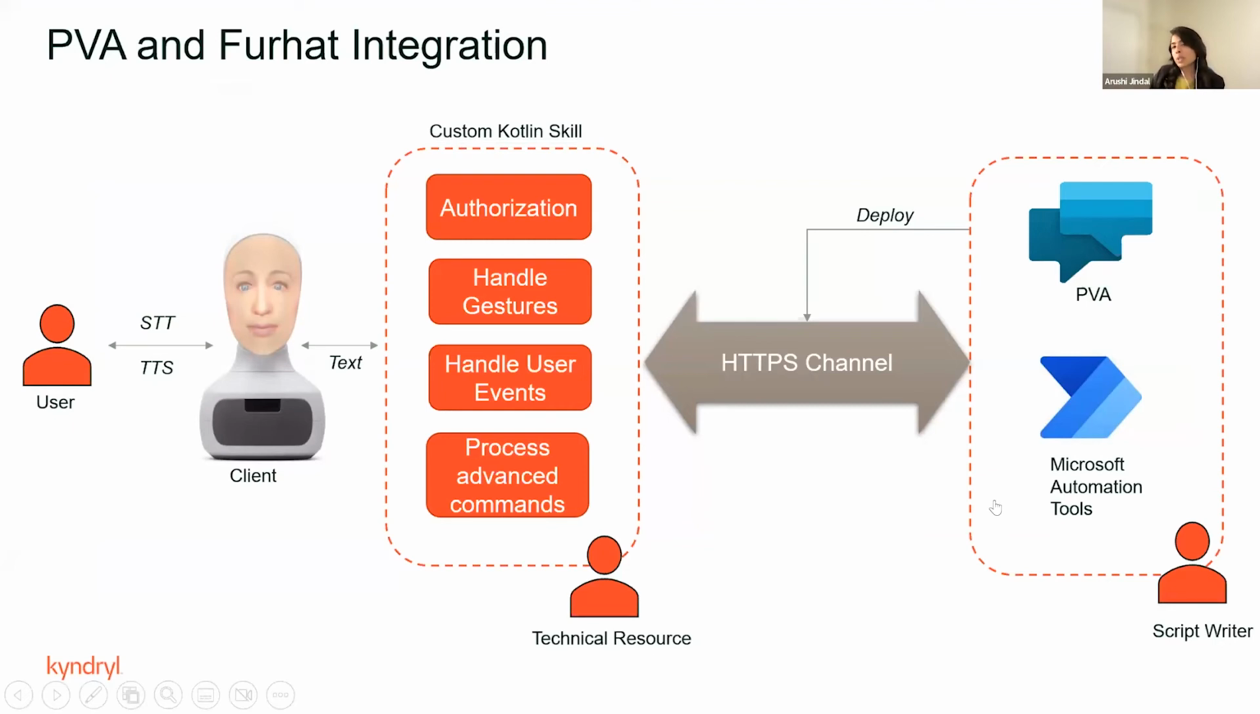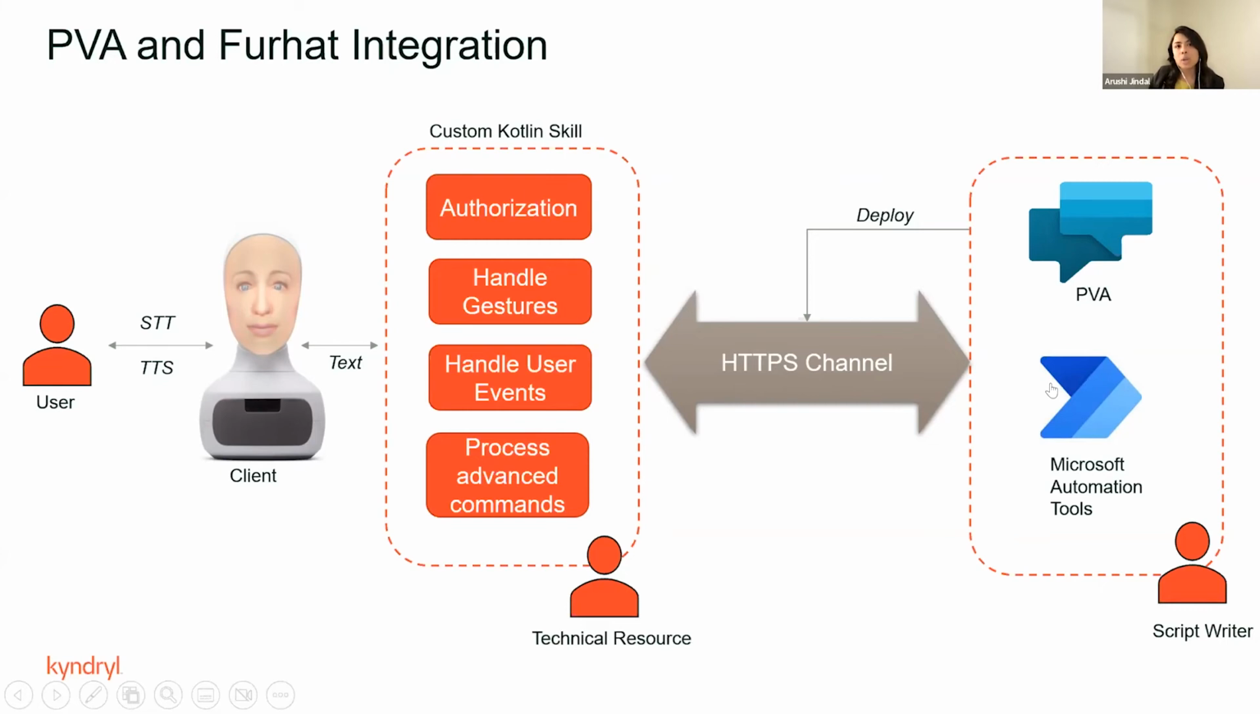So out of the box, we do not have this integration, but what we did was we developed one custom Kotlin skill using the Furhat SDK. What it does is it listens on the channel on which the PVA deploys its conversation. So when we press the publish button on PVA, it deploys the conversation on what we call direct line channel, which is essentially a channel on HTTPS, which establishes bidirectional communication between the client and PVA itself.